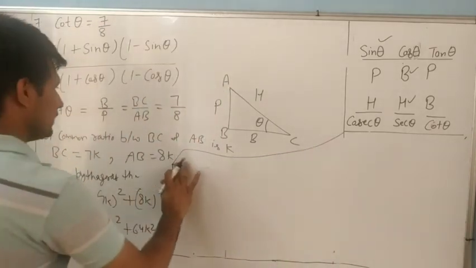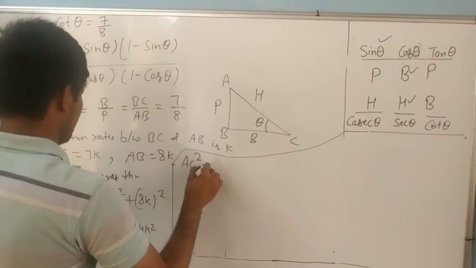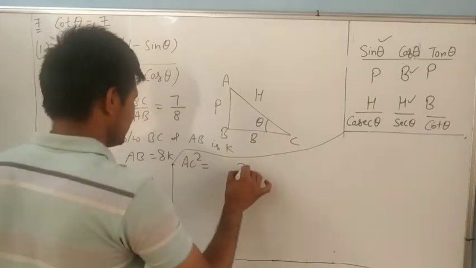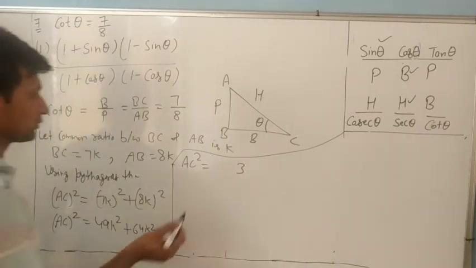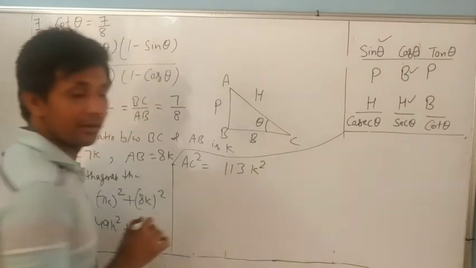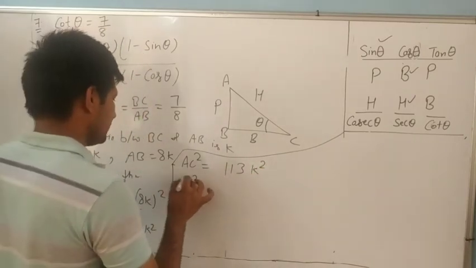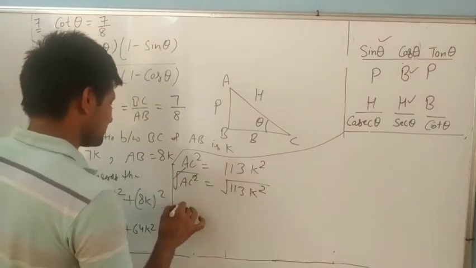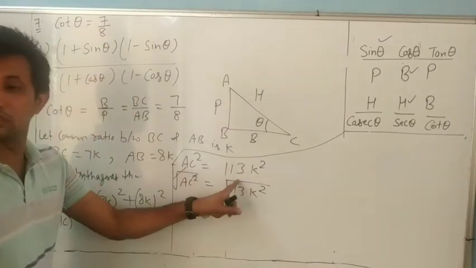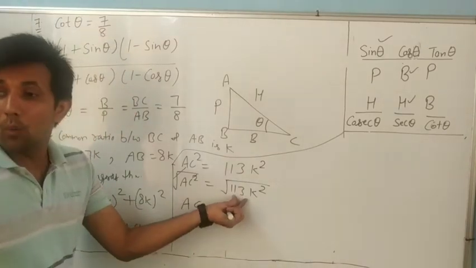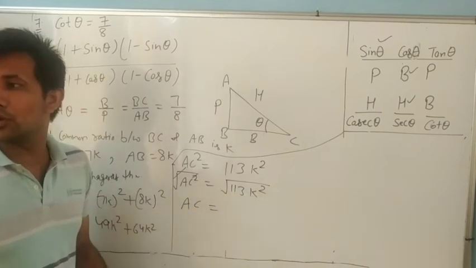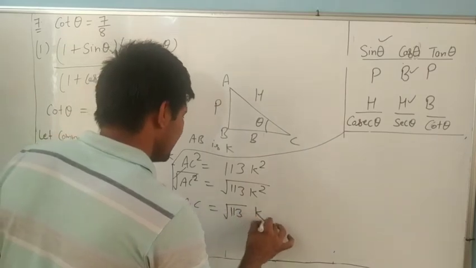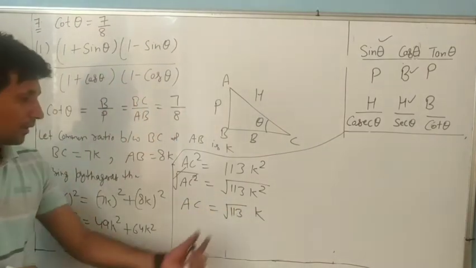Now AC square equal to 49 plus 64. How much? 9 plus 4, 13. 6 plus 4, 10. 10 plus 1, it is 113. Taking square root on both sides, the square root cancels the square of AC. Don't cancel the square in this one, because it is the square root of 113 and K square. The square root of K square is K, and the square root of 113 stays as it is, and K we will write outside. Okay dear, multiply this one or not?